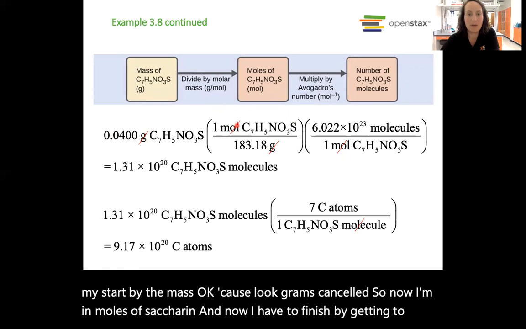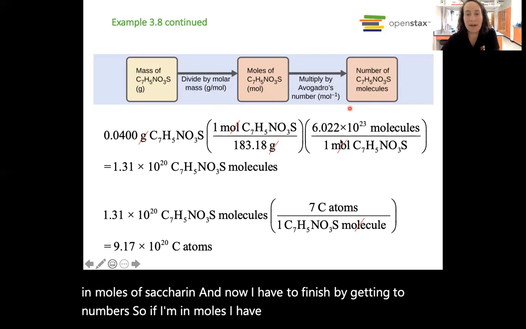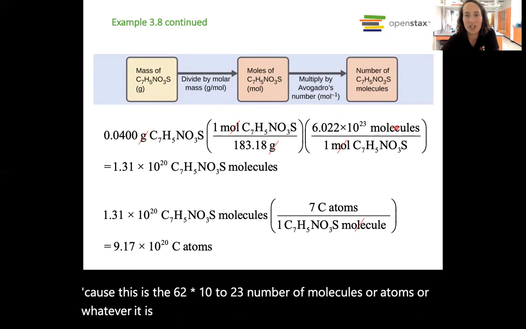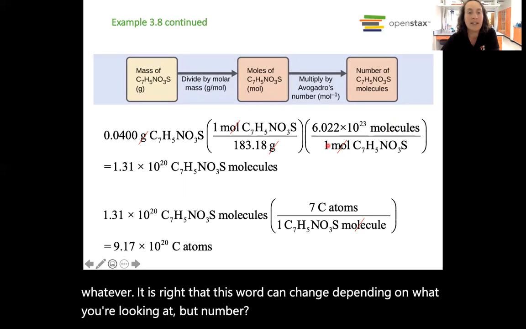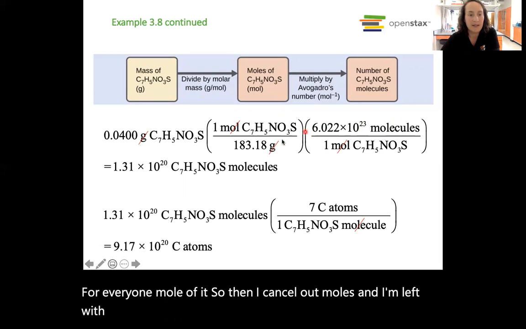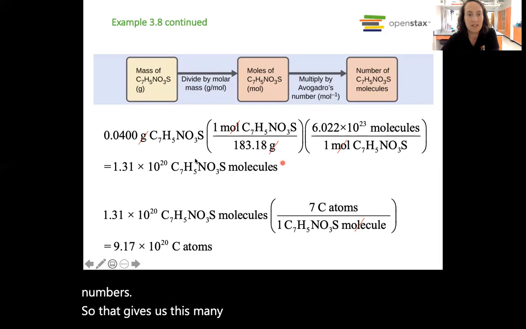So if I'm in moles, I have to use Avogadro's number, because this is the 6.022 times 10 to the 23 number of molecules or atoms or whatever it is, right? This word can change depending upon what you're looking at, but it's number for every 1 mole of it. So then I cancel out moles and I'm left with numbers. So that gives us this many total molecules in 40 milligrams of saccharin.